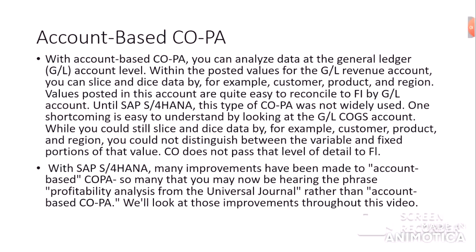One shortcoming is easy to understand by looking at the GL COGS account. While you could still slice and dice data by, for example, customer, product, and region, you could not distinguish between the variable and fixed portions of that value. CO does not pass that level of detail to FI. With SAP S/4HANA, many improvements have been made to account based COPA, so many that you may now be hearing the phrase profitability analysis from the Universal Journal rather than account based COPA. We will look at those improvements throughout this video.